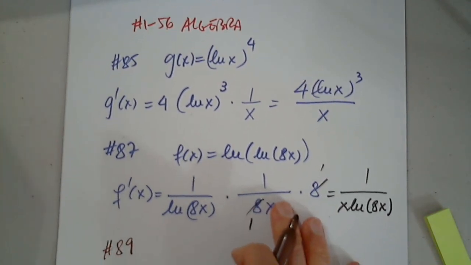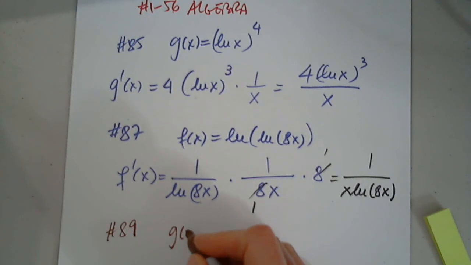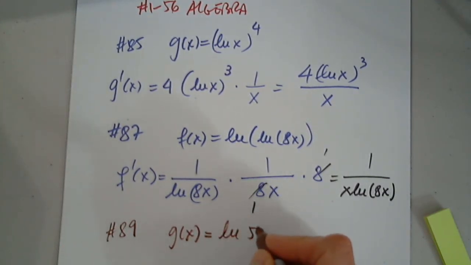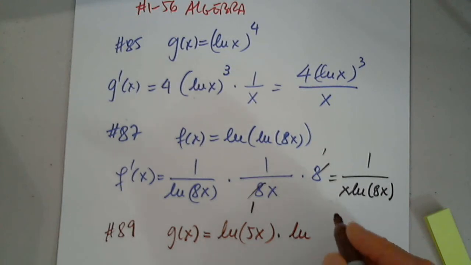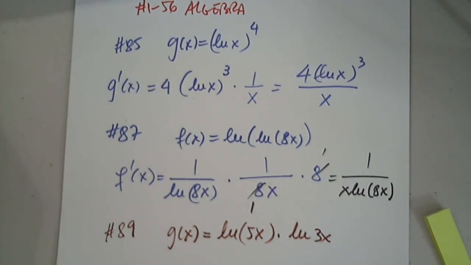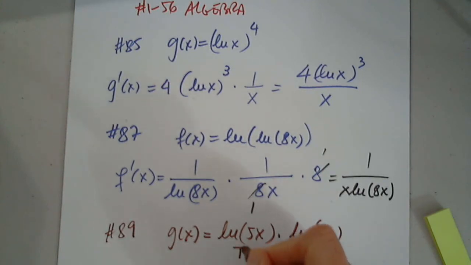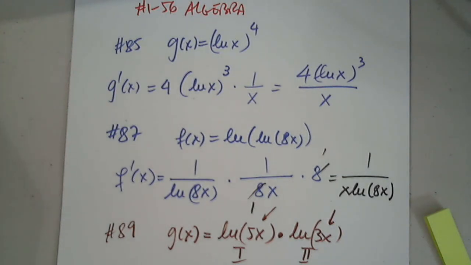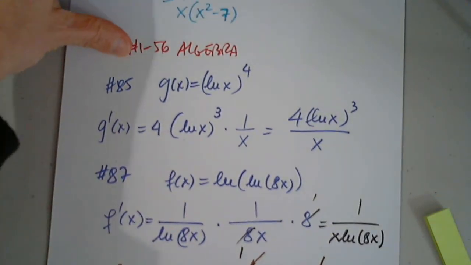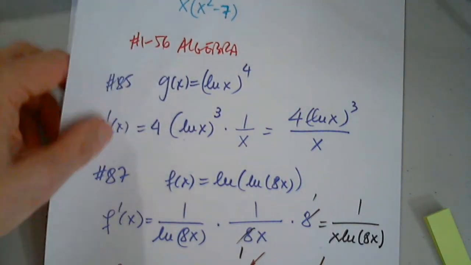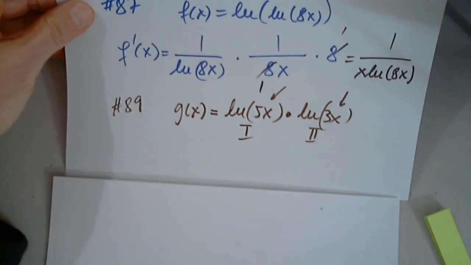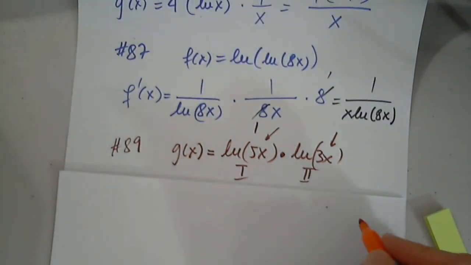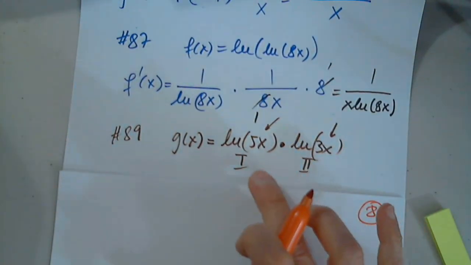So 89. In 89, I see g of x equals natural log of 5x times natural log of 3x. So first of all, this one is function 1 and this function 2, so it's a product. And also function composition, because 3x and 5x are functions. They're not plain x. They're functions of x. Okay. Even x is a function, but you know what I mean. Okay, so then, I think I'm on page 8. Okay, so we're applying the product rule.